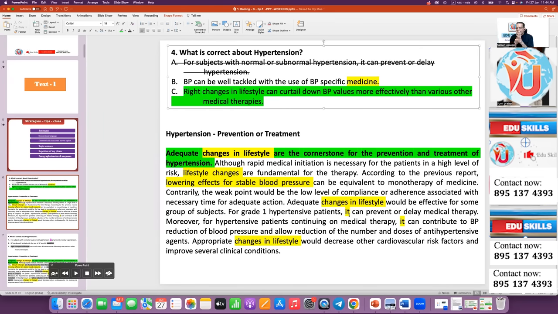No, as medical professionals, I am asking you. Is it the synonymous of normal or subnormal? No, Father. Okay, it will be borderline. Borderline, Father. Which one? My question is this. Grade 1 hypertensive patients, can it be the synonymous of normal or subnormal hypertension? No, Father. Hypertension.